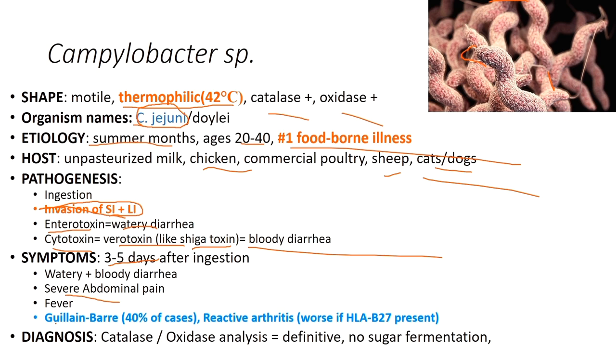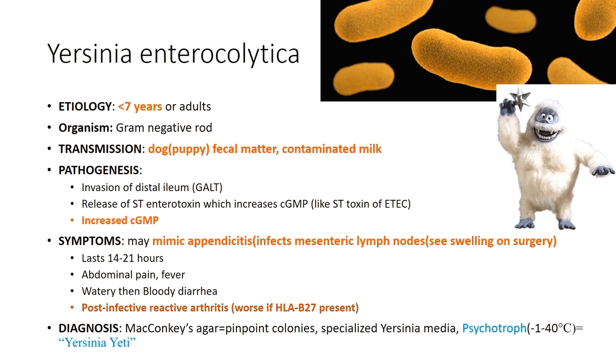All right, Yersinia, Yeti, enterocolitica. Why do I say Yeti? Well, it's not just because I have a Yeti picture on there for no apparent reason. I will explain that in just a second. So etiology is usually in children, but it can also be in adults. It's a gram-negative rod. How you get it is usually from dogs, like little puppies. Hey, we just got a new puppy this week, and now our kid is sick. Why? It could be because of Yersinia. You get it from their fecal matter or contaminated milk, or you can get it from cows as well in their cow's milk.